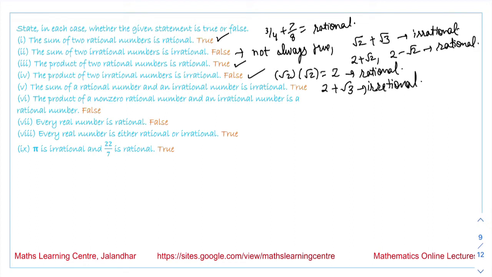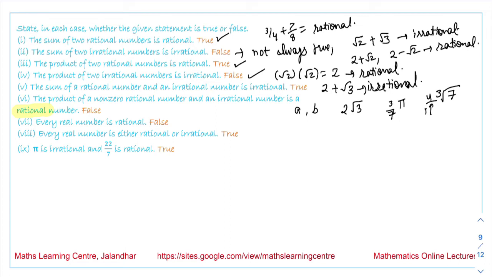The product of a non-zero rational number and an irrational number is a rational number. This is also a false statement. Why is this a false statement? If we have a number a which is rational and a number b which is irrational, we will get answers like 3 by 7 into pi, or 4 by 11 into cube root of 7. All these numbers are irrational numbers. This is important over here, since we are saying it should be a rational number.